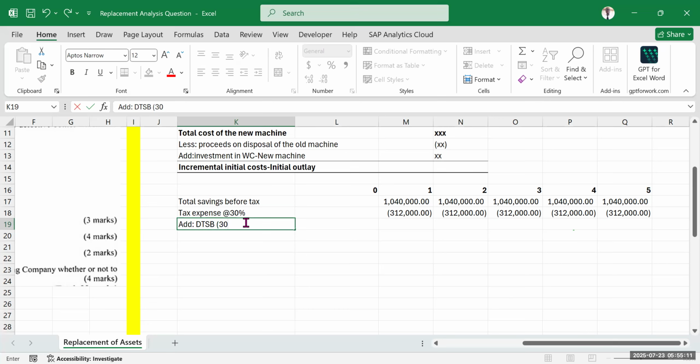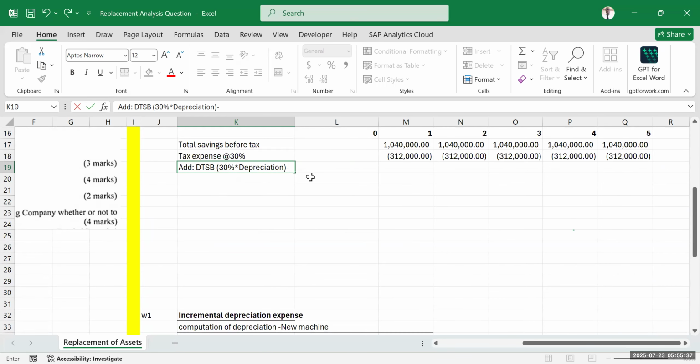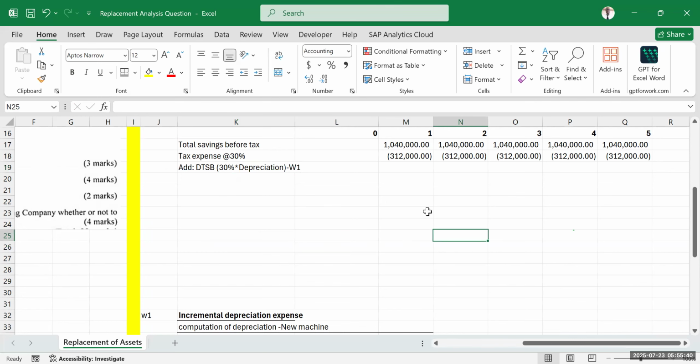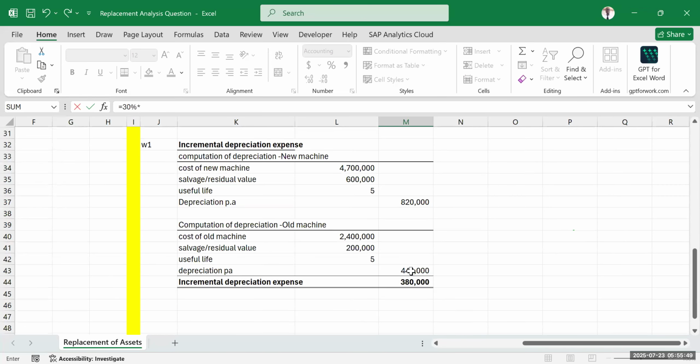Just take the tax rate that you are given, you multiply by the depreciation figure, the depreciation expense. In this our case, we're dealing with incremental depreciation. So we just charge 30% of that, close bracket, and because you've already computed our depreciation expense at now 380, it is under our working one. So why don't I just say working one, so that you know where we are getting it from? So I will come here and say 30% of what? 30% of this our incremental depreciation expense, 380.